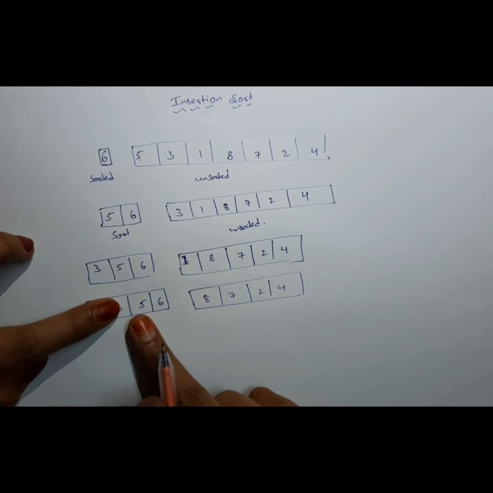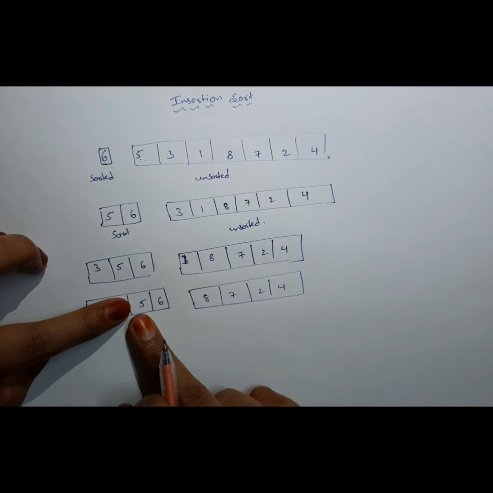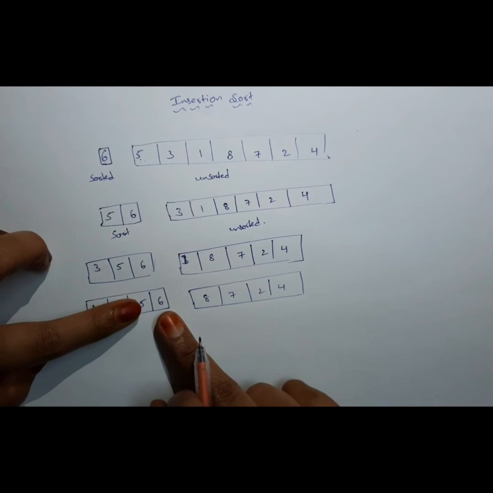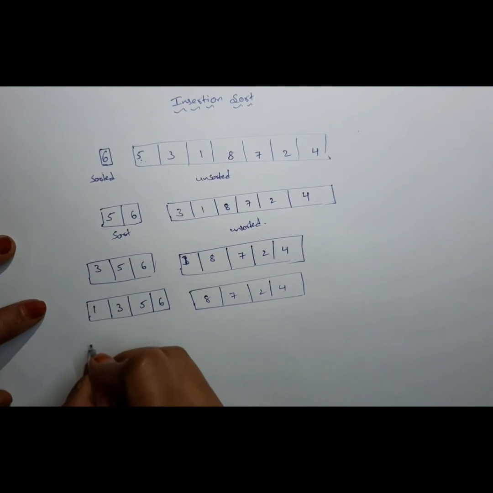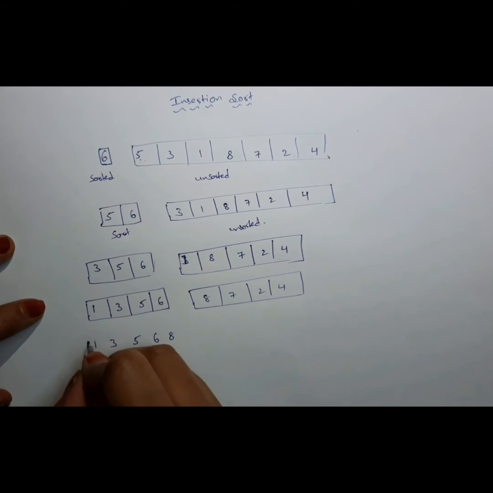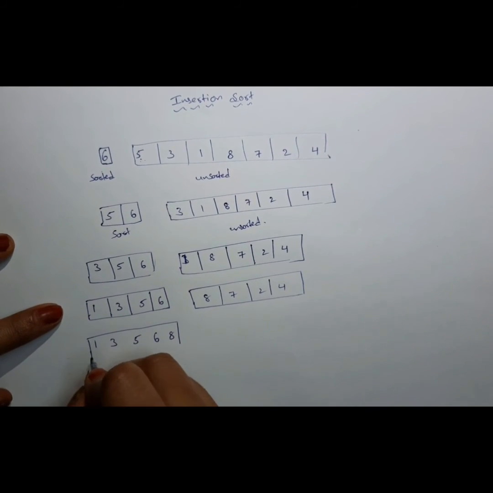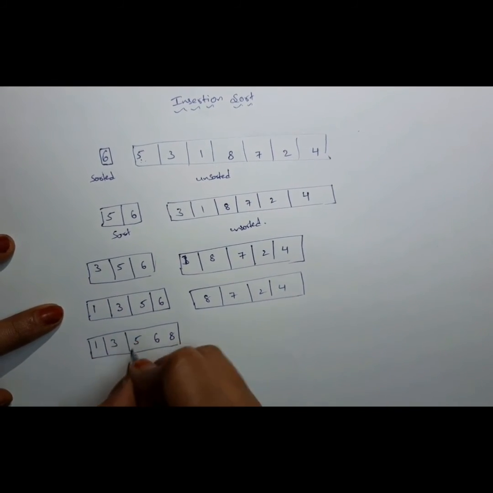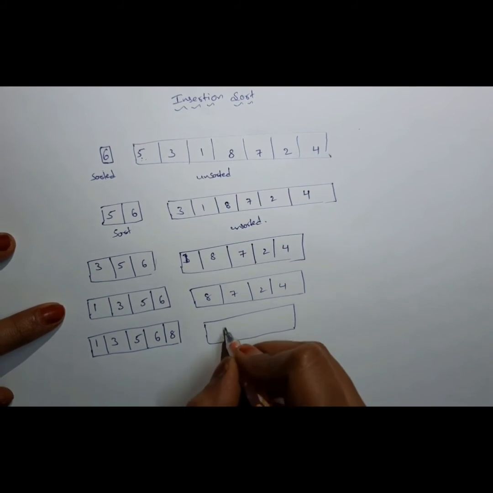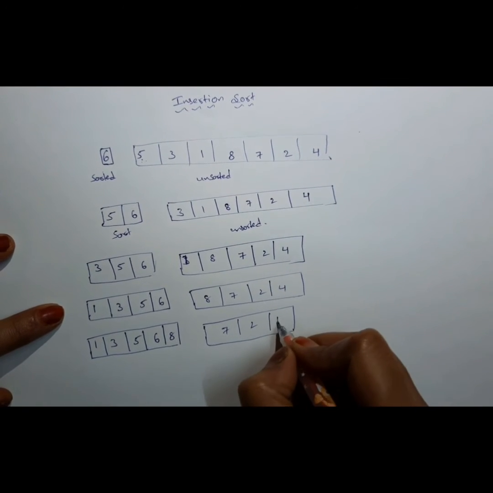Now I need to compare 8 with 5. 8 is greater than 5, so here also we are not supposed to place the element. And 8 is compared with 6. Here also 8 is greater than 6, so here also we are not supposed to place element 8 in the list. So I am placing element 8 at the end of the list, as it is greater than all the other numbers in the sorting list. Okay, now the remaining elements are 7, 2 and 4.